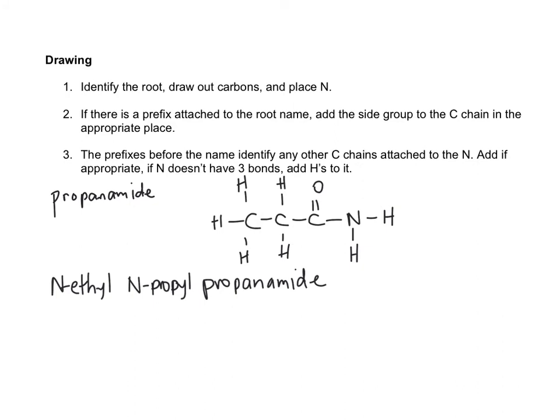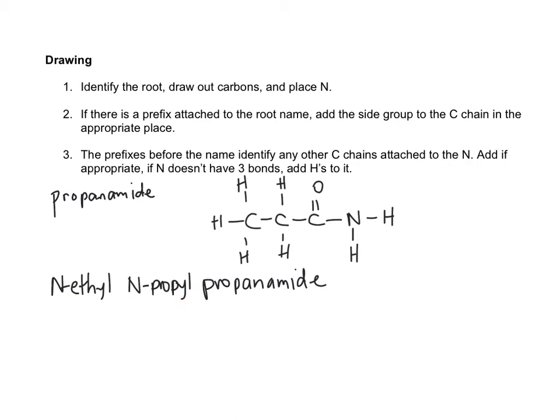All right, N-ethyl-N-propylpropanamide. So propanamide tells us that it's a carbonyl group attached to two other carbons, so the carbon chain length is 3. And attached to the nitrogen, you have two other groups. One is an ethyl group and one is a propyl group.